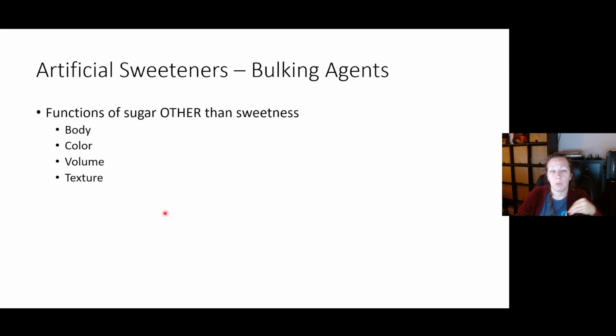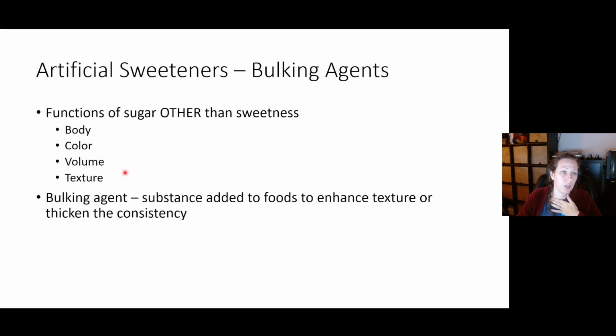But for example, if we're talking about baked goods, this would be really important. The sugar adds a lot to those other than sweetness. And so in those cases, we're going to use what's called a bulking agent. And this is a substance that's added to foods to enhance the texture or thicken the consistency of the food. So some examples of ingredients that we use as bulking agents include polydextrose, maltodextrin. Both of these are starches, and they contribute calories and contribute to the glycemic load.